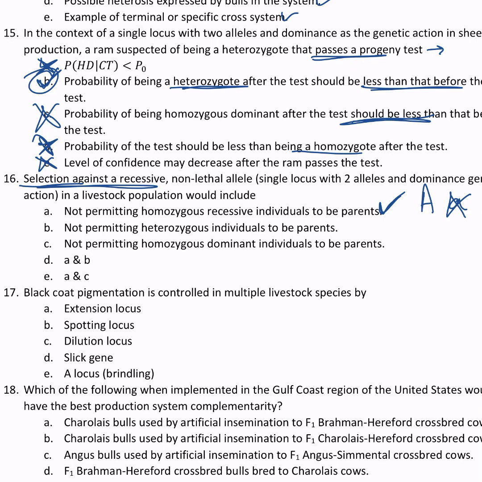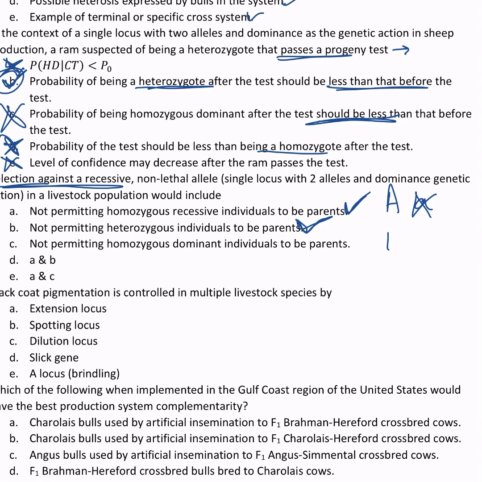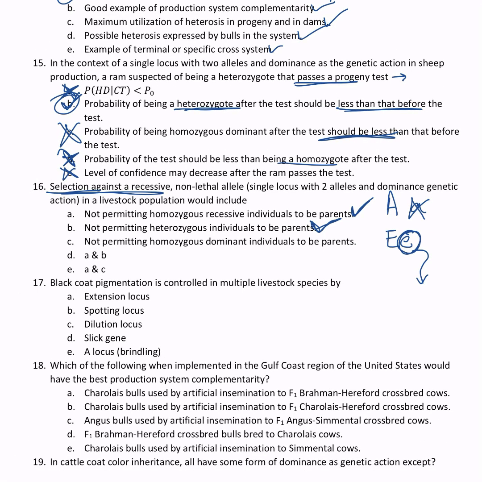Not permitting heterozygous individuals to be parents. That's also correct, because if we use the black example as well, if you allow a black cow to be bred and it is a heterozygote, it still has one of these little e's and can still pass it on. And not permitting homozygous dominant individuals to be parents would be the complete opposite effect of trying to select against the recessive. So C is not correct. A and B are, so the correct answer is A and B.